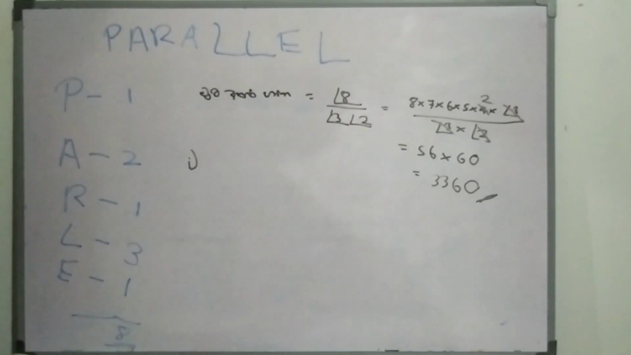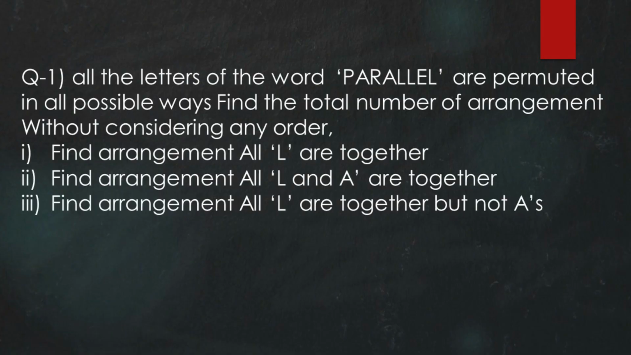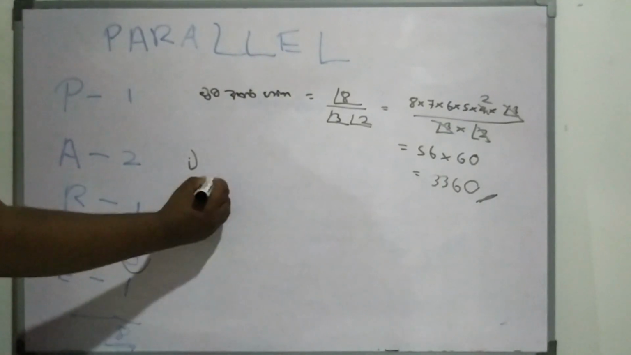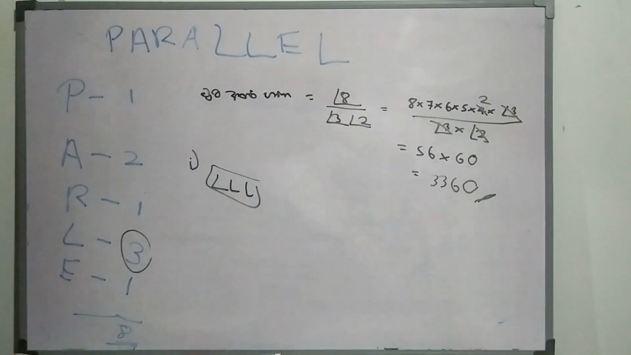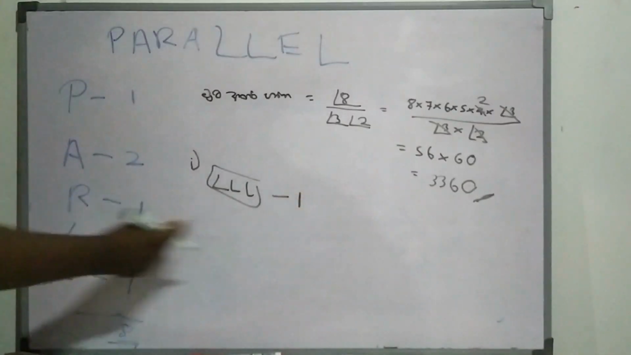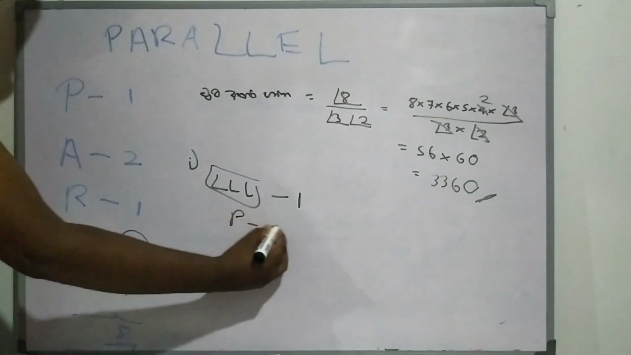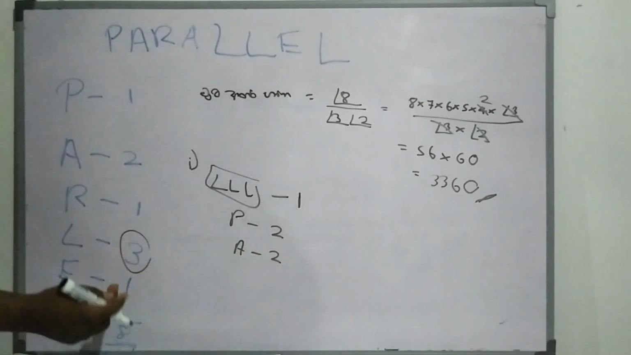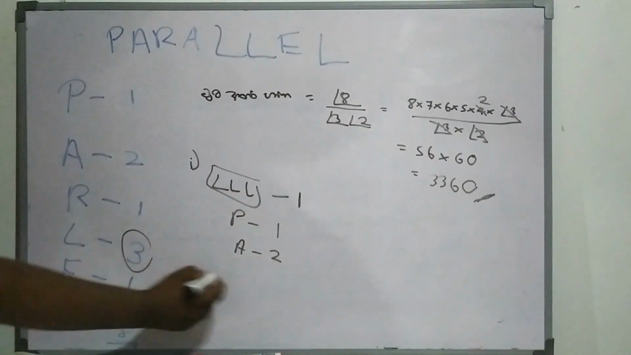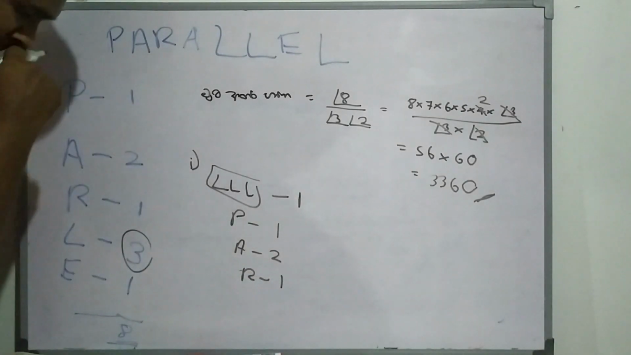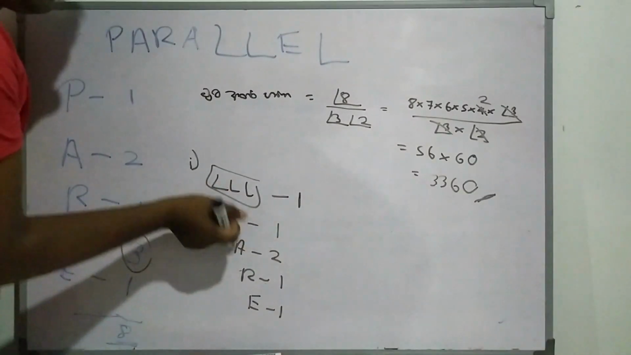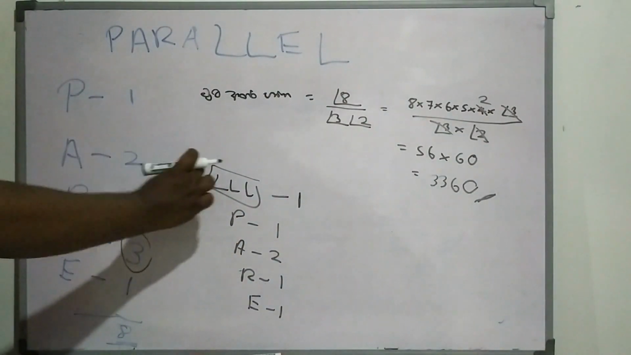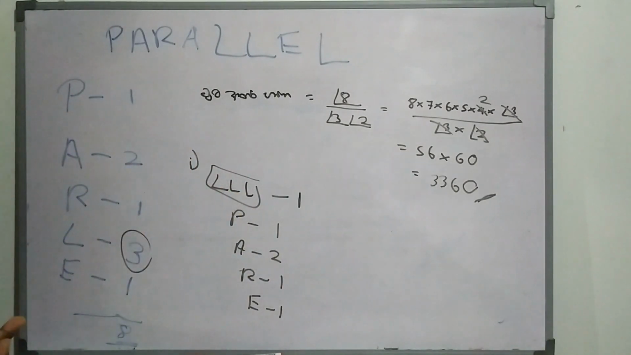Okay, what they ask for the second roman numeral: all L's are together. All L's are taken as one bundle, right? But inside the bundle we can't change each other because all are the same, no? So the bundle of L is taken as one letter, right? P is 1, A is 2, R is 1, and E is 1, and all together 6. But L can't be interchanged because all 3 letters of L are the same, right? There's no point in changing inside the bundle.